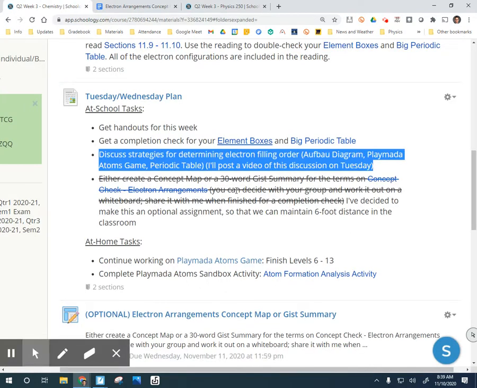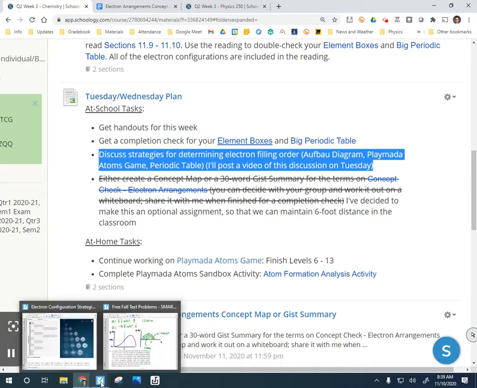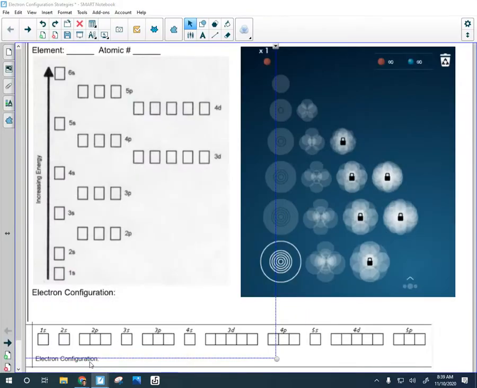Okay, so let's talk about some strategies with electron configurations. What I have here are some different ways we have figured out where to put electrons in atoms. We looked at the Atoms game, the PhET game, first, and you didn't really know it at that point, but it kind of forced you into some rules that we could make note of.